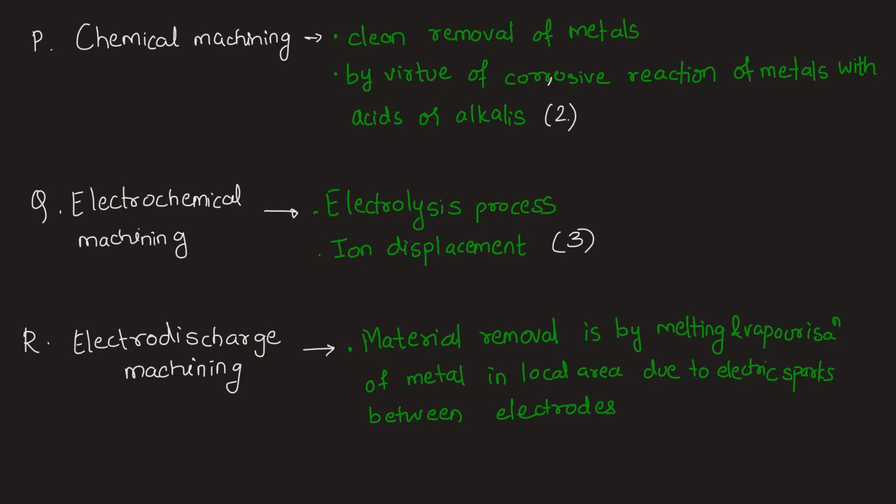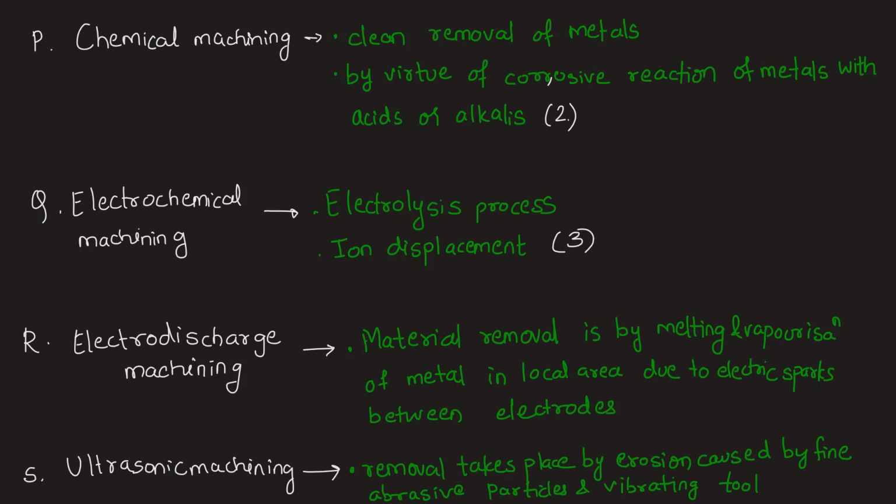Last one that is given in S, ultrasonic machining. In this one, the mechanism of removal of material is erosion of the workpiece surface, and this erosion is caused by the fine abrasive particles and the vibrating tool. So the tool is vibrating at high frequency and low amplitude, which causes the fine abrasive particles to vibrate and thereby erodes the workpiece surface and gives us the desired machined product. And erosion is given in first one. So S matches with number 1.